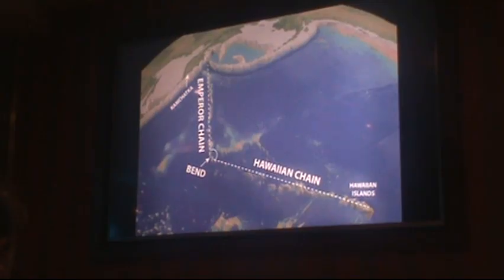And take a look at this. This is called the Emperor Chain. All of these islands that we see in this chain came from that same hot spot. And it's very interesting because this means that the plate changed direction, took a hard right-hand turn, and technically you could say that the Hawaiian Islands actually connect to the Aleutian Islands.